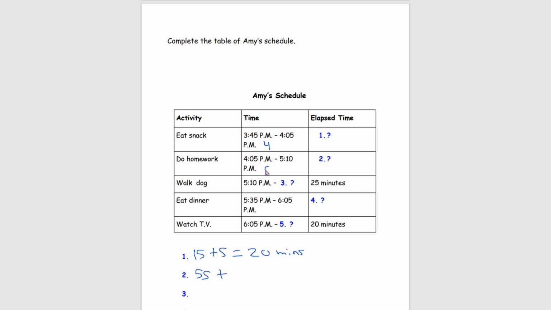Now currently we're at 5. And then from 5 to 5:10, that's another 10 minutes. So we can put a 10 right here. Add these two together and we get 65 minutes or 1 hour and 5 minutes.